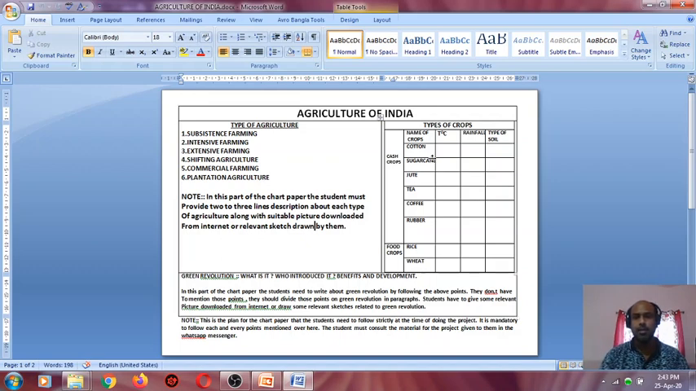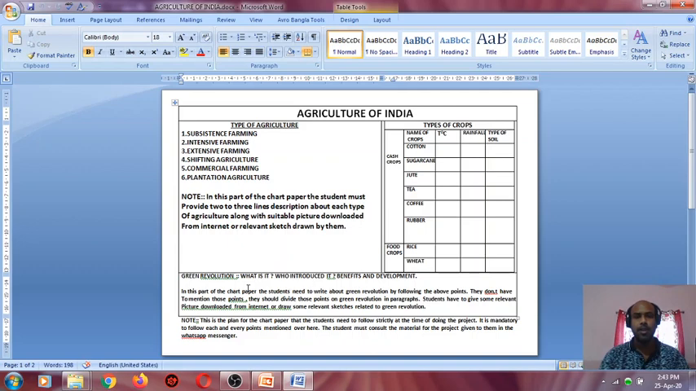On the right hand side, you have to prepare one table on types of crop. Over there you have to write the name of the crop that I have already written. You have to write the amount of temperature required for their growth, amount of rainfall required for their growth, and the types of soil in which they grow.